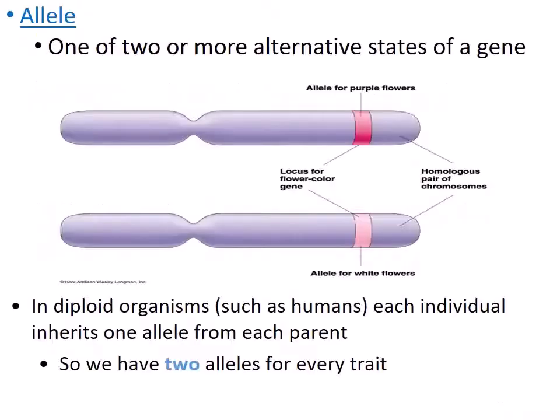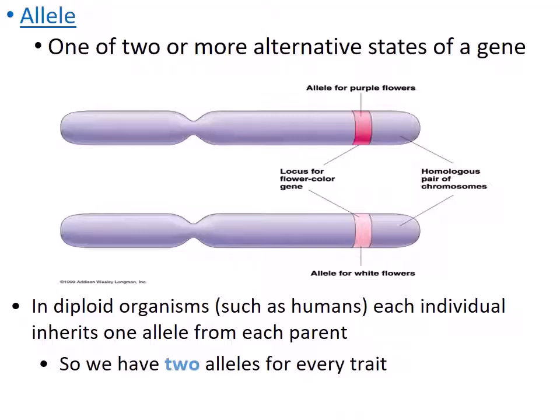So we've talked about alleles a little bit before, but we've not dedicated a whole slide to them. Alleles are alternative states of a gene. There's a picture of homologous chromosomes, in this case for a plant, and I think we've used this picture before, but it has an allele for purple flowers on one chromosome and an allele for white flowers on the other chromosome.